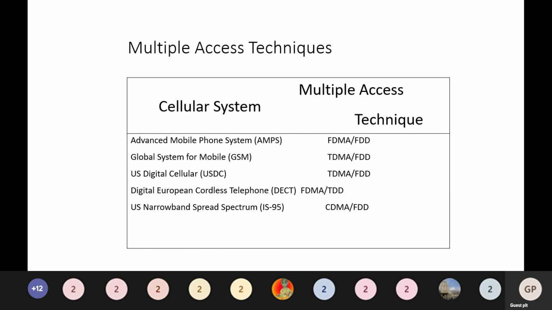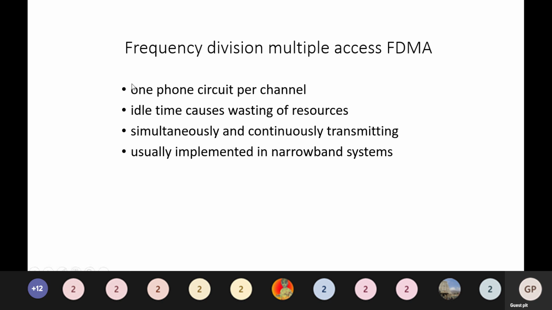So frequency division multiple access, FDMA, uses one phone circuit per channel. Idle time causes wasting of resources. Users are simultaneously and continuously transmitting, and it is usually implemented in narrowband systems.